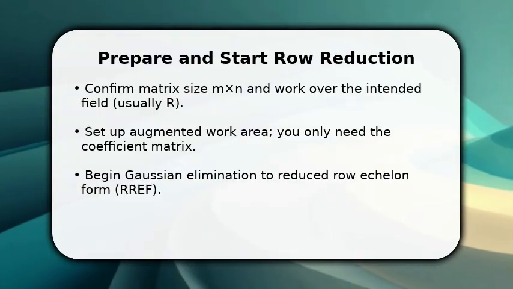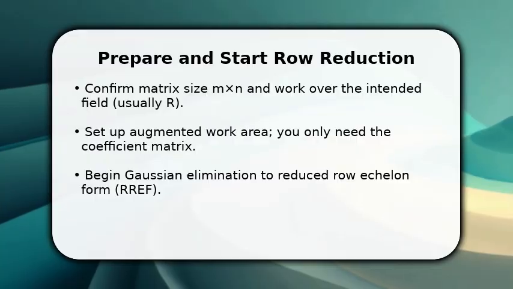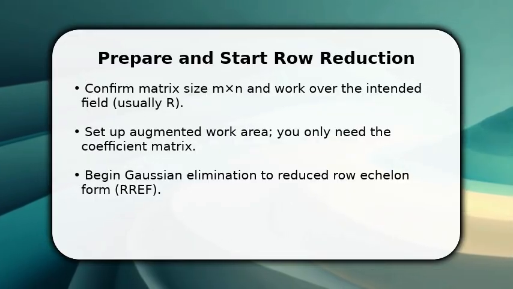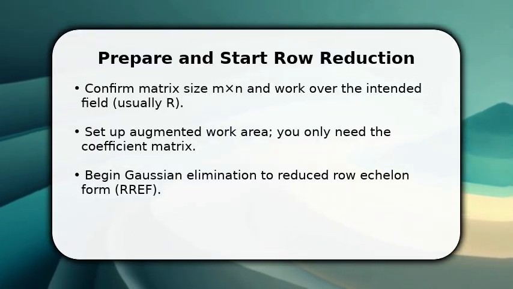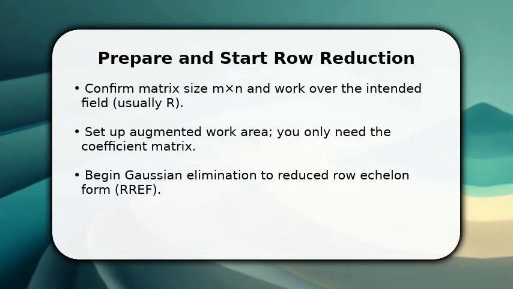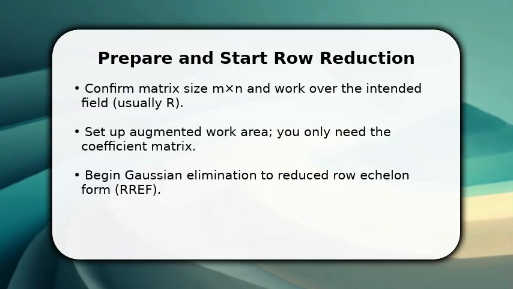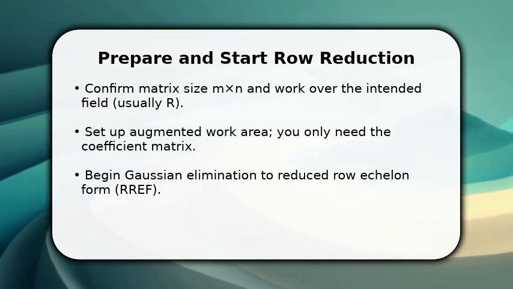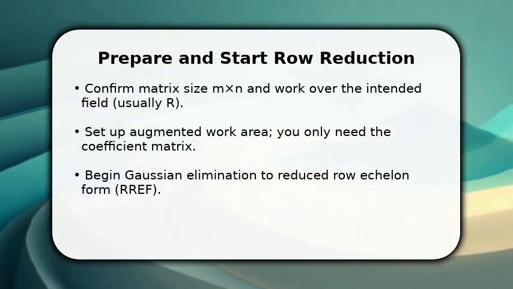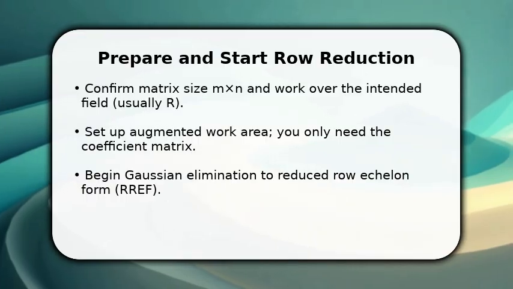You start by confirming the matrix size and field. This guides pivot selection. Once done, place the coefficient matrix on your workspace and begin Gaussian elimination toward RF. You perform row swaps, scaling, and row additions to create leading ones and zeros below and above pivots.